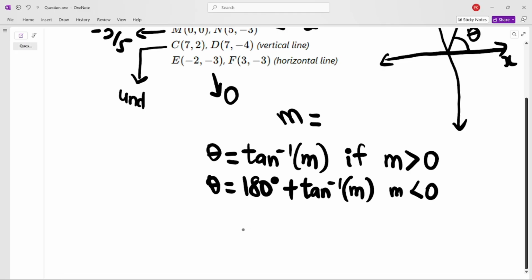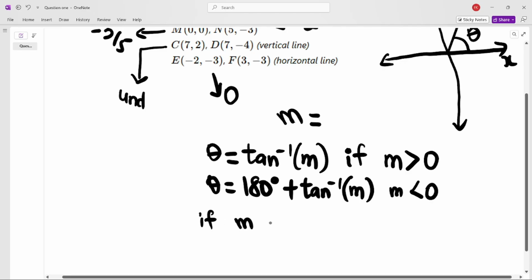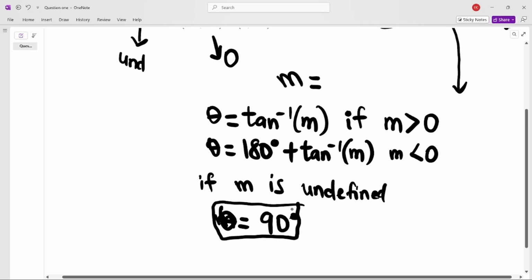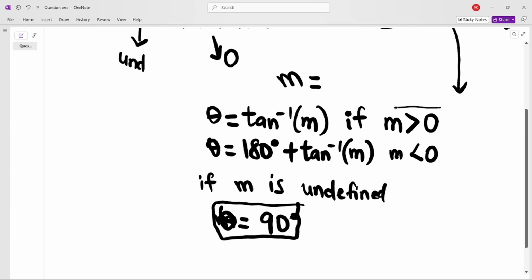Special cases. Now, what if m is undefined? If m is undefined, then the angle theta is equal to 90 degrees. Let's take note of these key things. If m is undefined, it is 90 degrees. We use these formulas for the various cases like this.